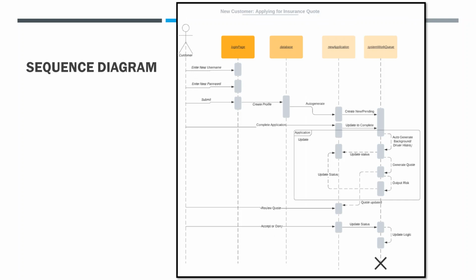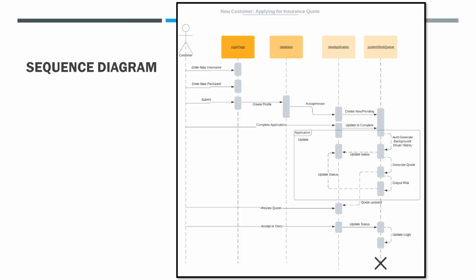This sequence diagram outlines what it's like for a customer from the point of creating a profile to generating the quote. So a customer will create a new account profile by entering a new username and password and submitting. They will complete an application and submit an application. The database will create the customer profile. The application flows into the system's work queue.